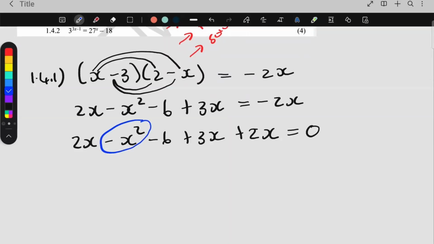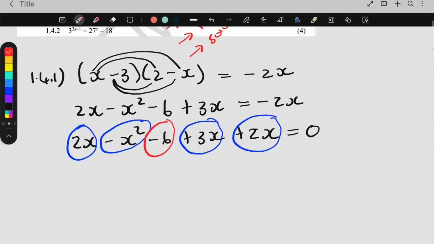This one doesn't have a partner. Then this 2x, this 3x, and this 2x, they will go together. And then this one doesn't have a partner. So I start with the highest power, which is this one. Then 2 plus 3 plus 2 is 7. So plus 7x. And then this one minus 6, and I make it equal to 0.